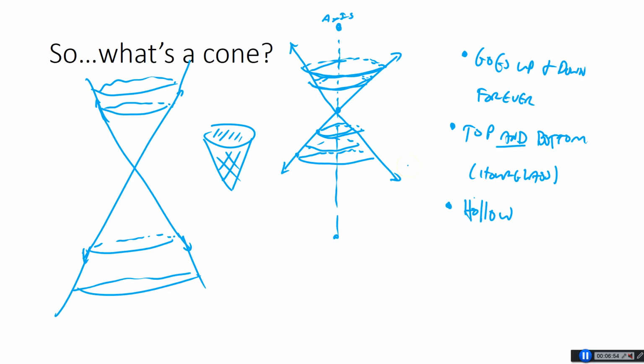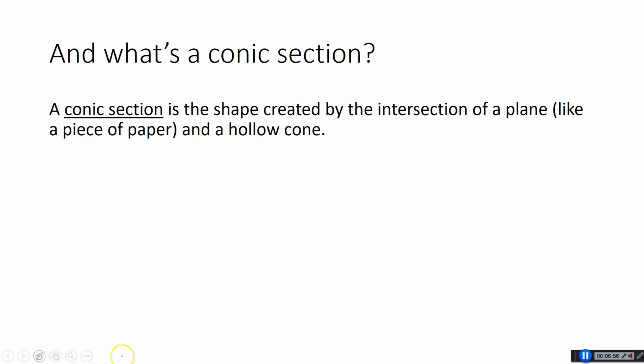That'd be just fine. So now, let's think about what a conic section is. So here's by definition from the book. A conic section is a shape created by the intersection of a plane, like a piece of paper, and a hollow cone. So the simplest conic section, every conic section is made from a cone that has a top and bottom, but some of them don't involve the top and bottom of the cone. So I'll just draw kind of one half of the cone.